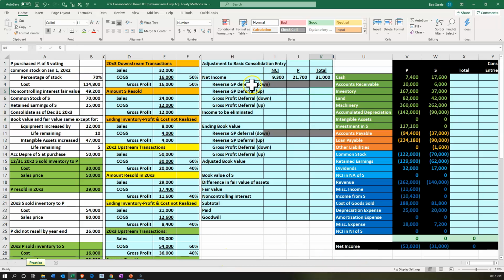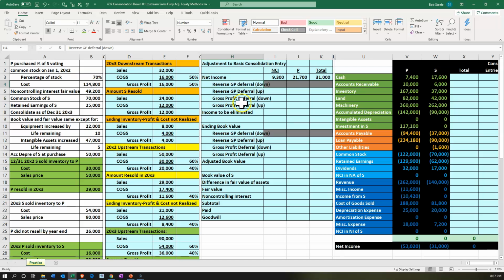Okay, so now we'll do our adjustments, which we can kind of think of as breaking out in this format of the prior year adjustments and then the current year adjustments, down and then up. Down meaning going from the parent to the subsidiary, up meaning going from subsidiary to the parent. So these are going to be positive and these are going to be negative the way we set this up. Now there's not going to be any reverse of the deferral down. This is the prior year thing, and this would be down, meaning going from parent to the subsidiary, because we don't have any 2000x2 down transactions. We got this 2000x2 up transaction, no 2000x2 down transaction.